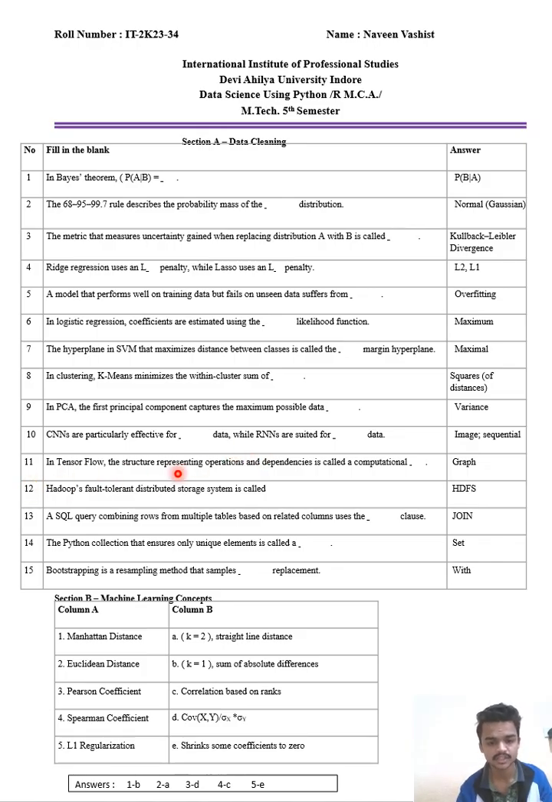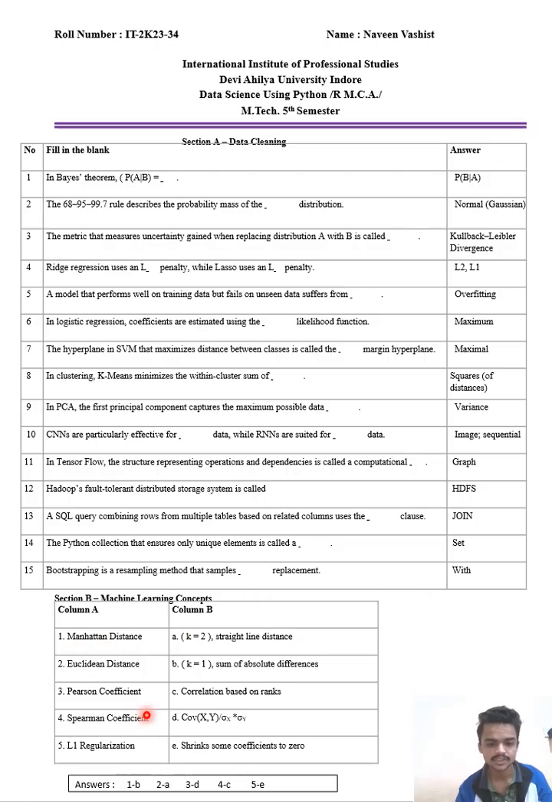In TensorFlow, the structure representing operations and dependencies is called a computational graph. Hadoop's fault tolerant distributed storage system is called HDFS. The SQL query combining rows from multiple tables based on related columns uses the dash clause, the join clause. The Python collection that ensures only unique elements is called a set. Bootstrapping is a resampling method that samples with replacement.